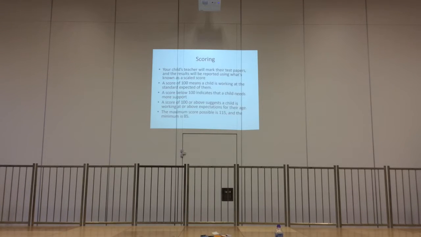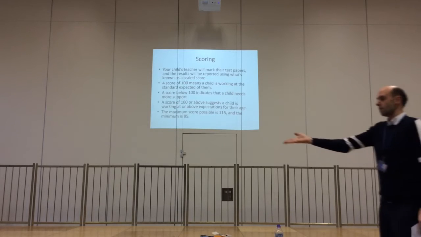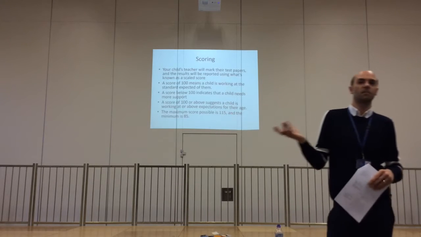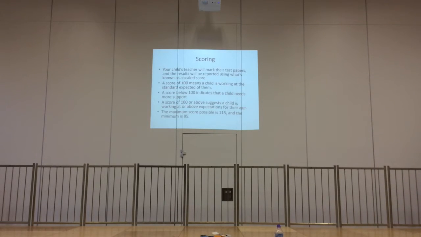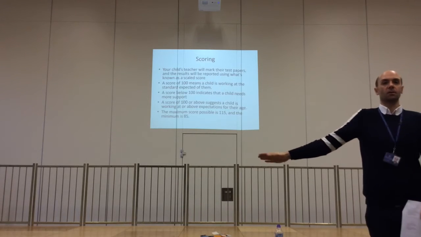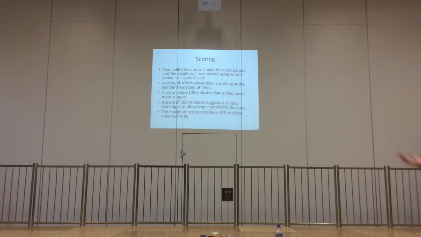Your child's teacher will mark the test paper, as I mentioned, and the results will be reported using what's known as the scaled score. I've explained already how that scaled score works. If you want to ask me a bit more about that at the end, you can. A score of 100 means the child is working at the standard expected of them. So for instance, the maths paper might be out of 35 marks, and if the child achieves 29, it might be converted into a scaled score of 100. So they're saying that to get the expected standard on that paper, you have to get 29 out of 35. Whereas on the reading paper, it might be that out of 35 questions, they have to get 20 to get a scaled score of 100. So the scaled score changes depending on the paper.